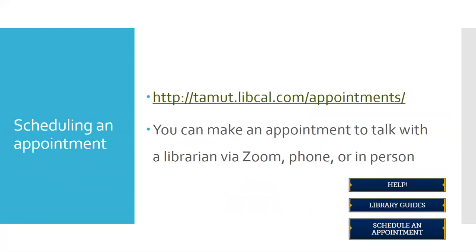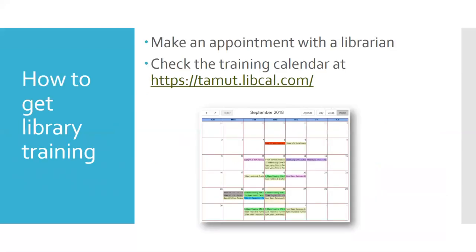On the schedule an appointment page, you can make an appointment to talk to a librarian about your project. You can pick the day and time from each librarian's calendar and let them know what you'd like their help with. If you want, this can be a scheduled phone call or a Zoom meeting, or you can even come and see us in person, but we are limiting contact right now, so phone and Zoom is more ideal. In order to get training on other library resources, you can also make an appointment with a librarian, and you can also check for upcoming training classes that are already scheduled on our calendar.